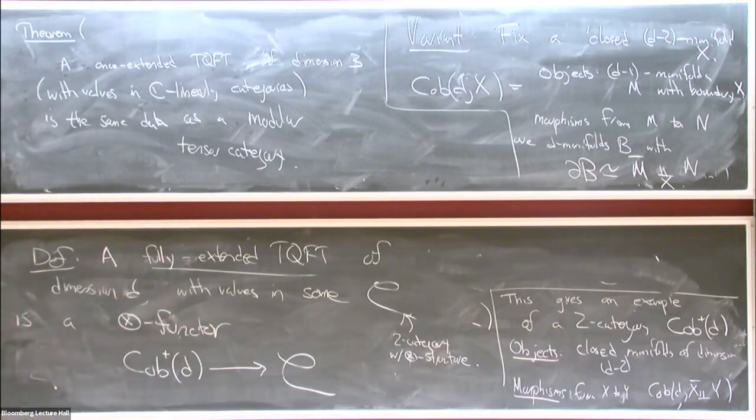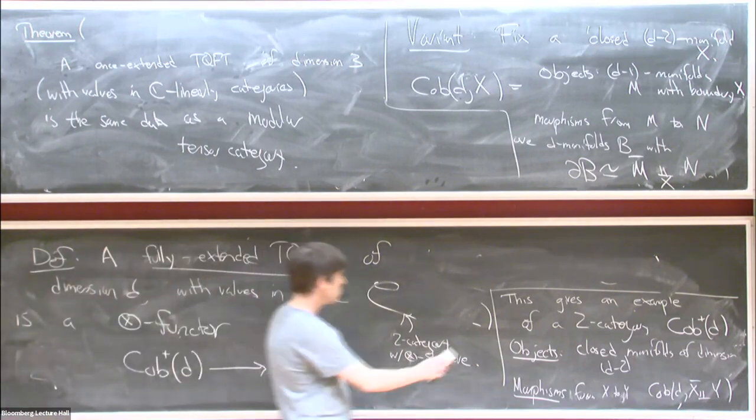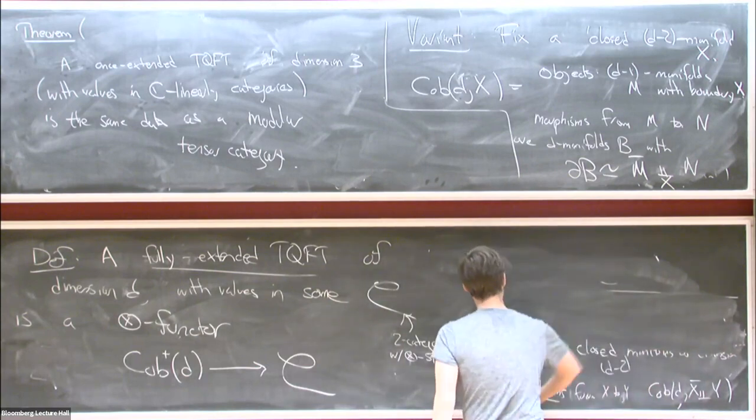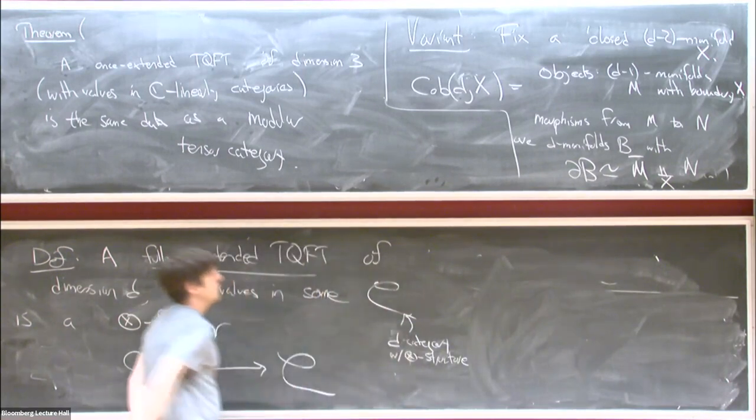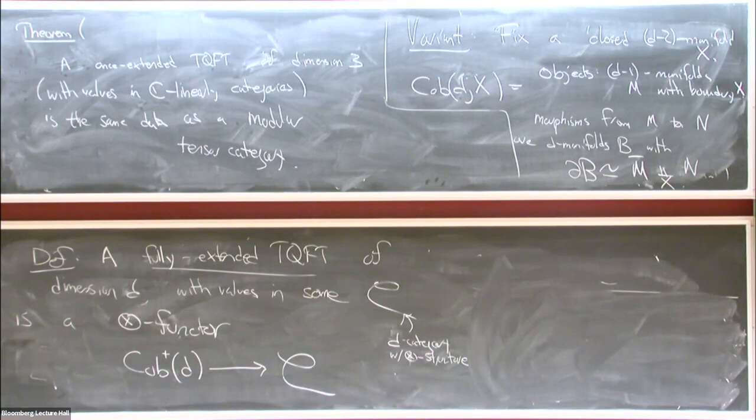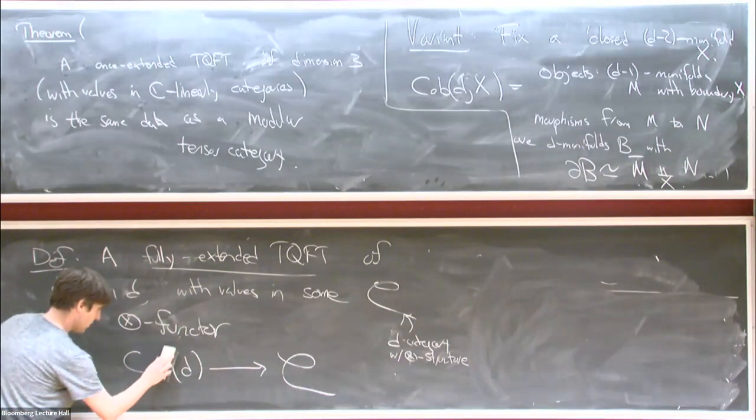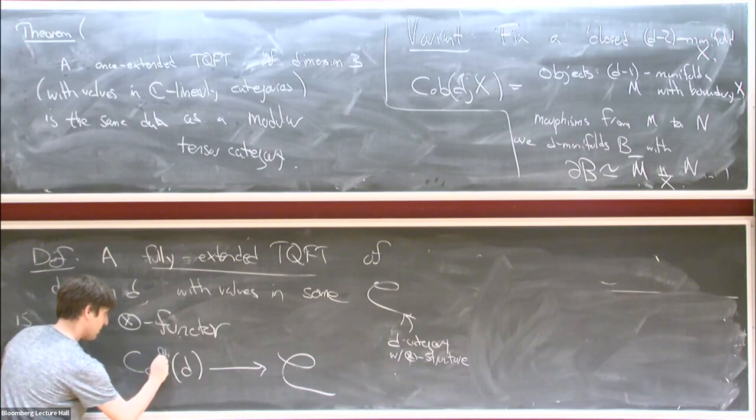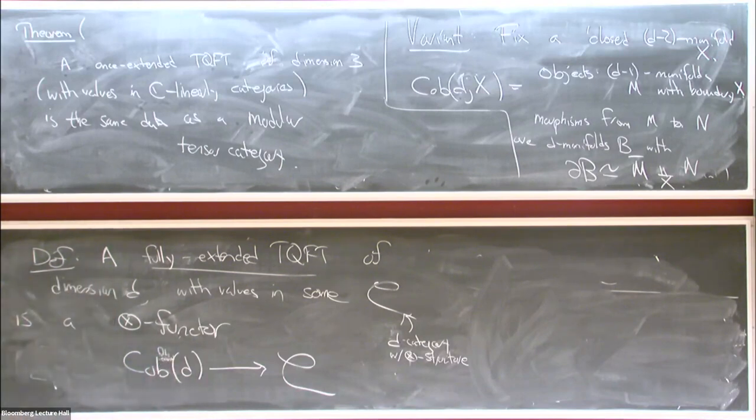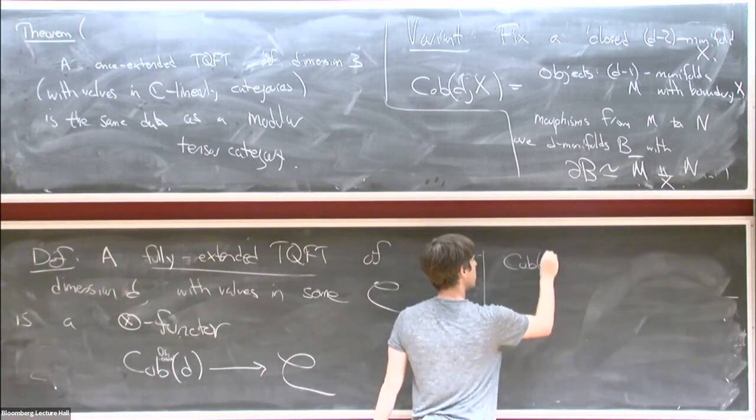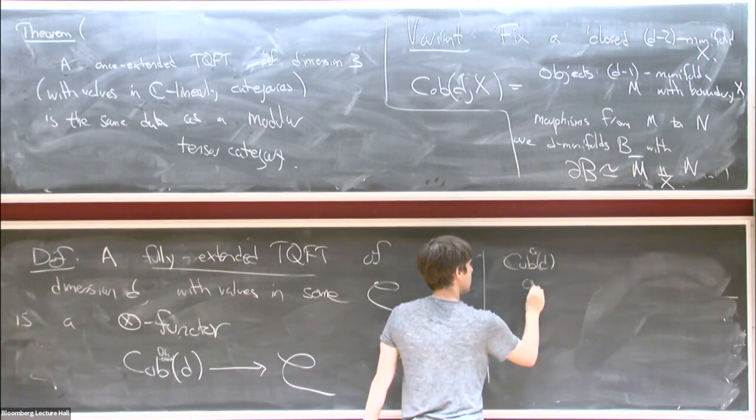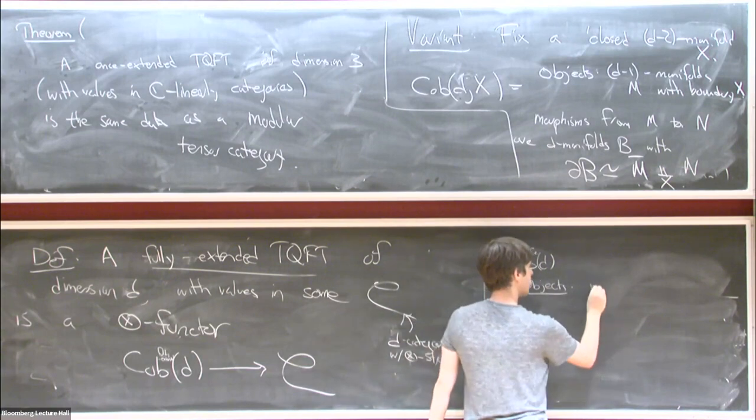A fully extended topological quantum field theory of dimension D is going to be a similar datum, but now instead of a functor between two ordinary categories, it's going to be a functor between D-categories. Let's say C is some D-category with a tensor structure, then you can consider a tensor functor from, let me call this Cob_D fully extended, some D-category which is defined entirely in terms of manifolds. Let me just describe this very informally. Cob_D fully extended is some category where the objects are manifolds of dimension zero.